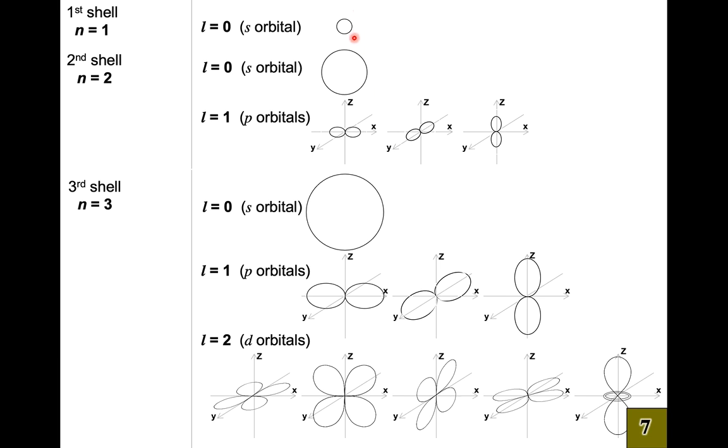Also, in a normal semester, you might be asked to sketch these. I might instead ask you to identify the shape. So I might give you a shape like this and ask you, and you would need to identify this as a p orbital or something like that.